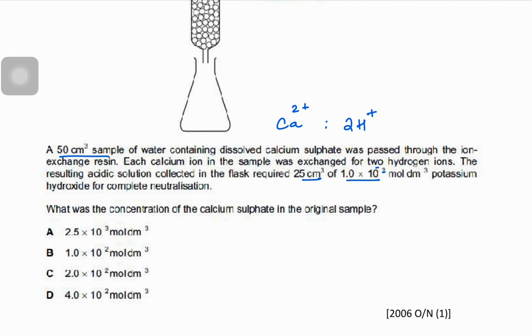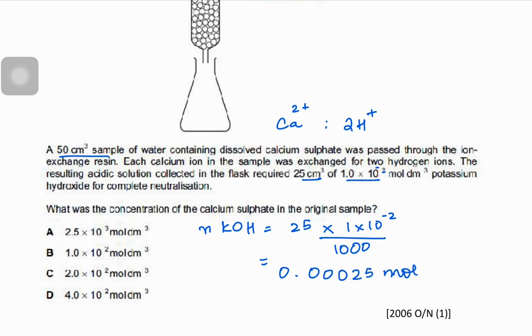So we need to look at the idea that moles of potassium hydroxide is equal to 25 times 1 × 10^-2 divided by 1000. So that's 0.00025 mole of potassium hydroxide. The same amount is for hydrogen ions because they have a ratio of the same. So hydrogen ions were also required in the same moles. Now you can notice that calcium and hydrogen ions have a ratio of 1:2.